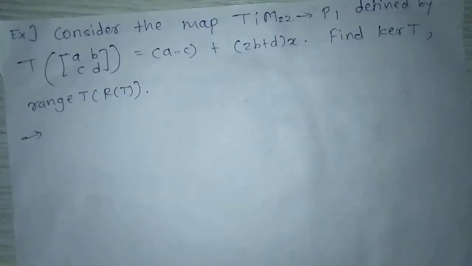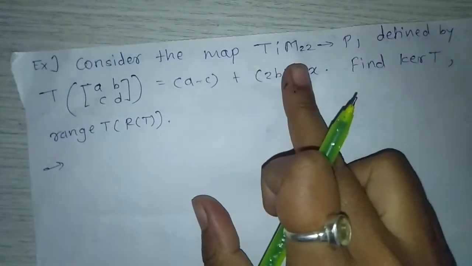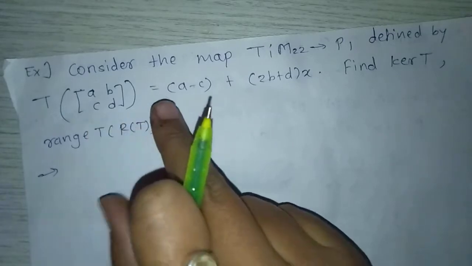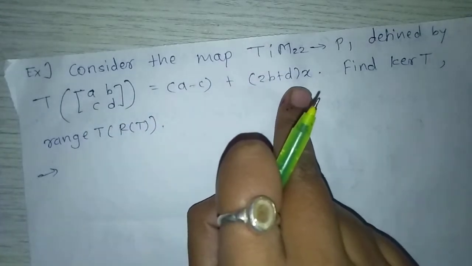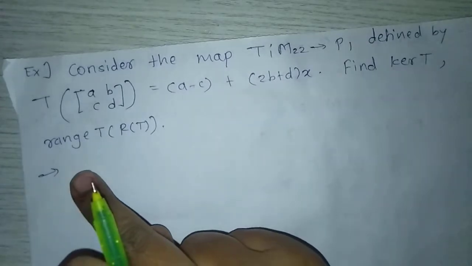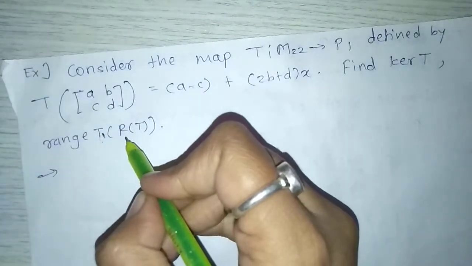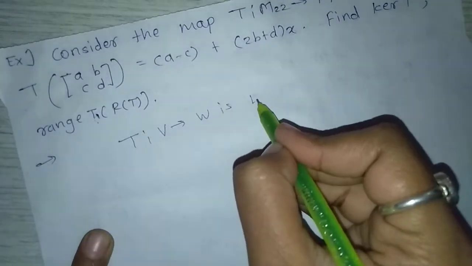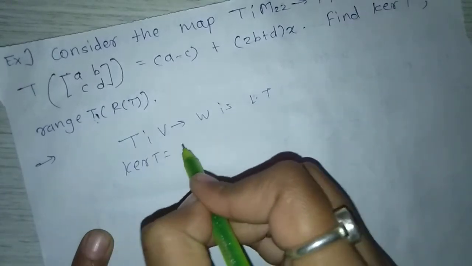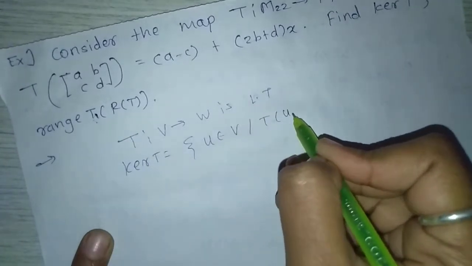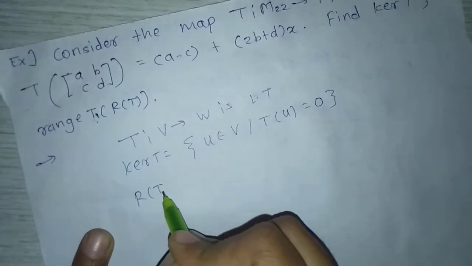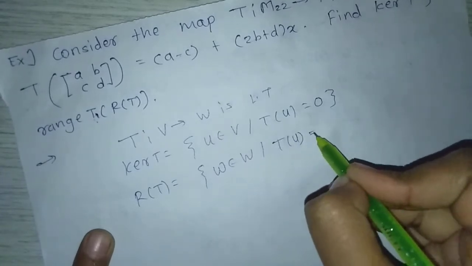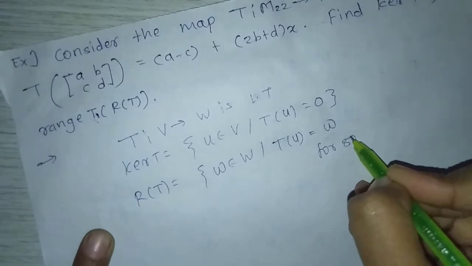Now second example, consider the map T mapping M2 to P1 defined by T of ABCD equal to A minus C plus 2B plus D into X. Find kernel of T and range of T. Range of T means R of T. We know that T mapping V to W is a linear transformation. Then kernel of T equal to U belongs to V such that T of U equal to 0, and range of T equal to W belongs to capital W such that T of U equal to W for some U belongs to capital V.